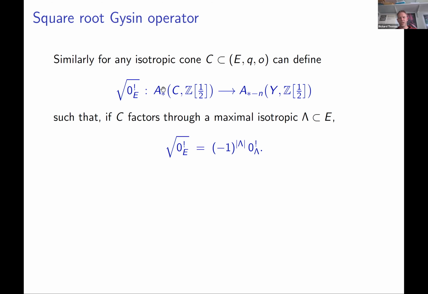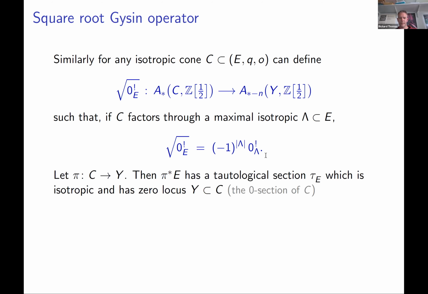And then again, it's some tautological thing using what we've already done before. So because that cone is inside the bundle, oh, sorry. And I'm just saying here that this square root Gysin map is very familiar to you. If the cone lives in a maximal isotropic, then it's just the usual Gysin map for that maximal isotropic. Okay. And so what's the construction? It's sort of tautological. On that cone, you pull back the bundle to it. And on that cone, you have a tautological section of this pullback bundle because the cone lies inside E. So there's a section of the pullback of E.